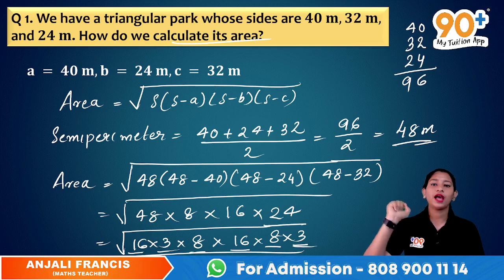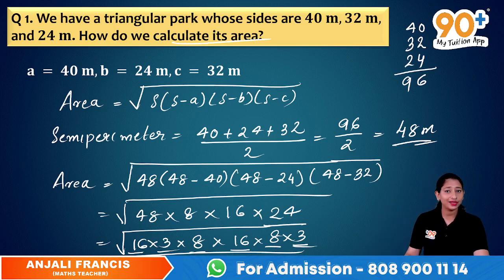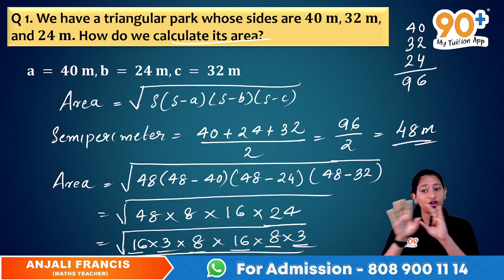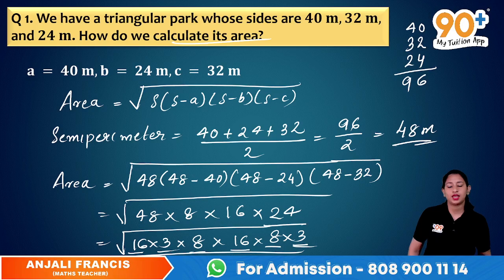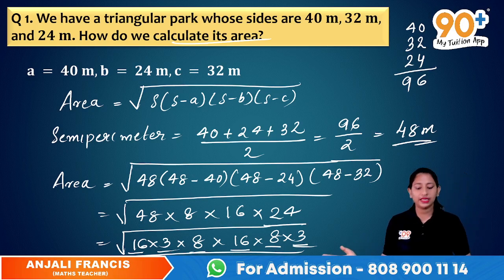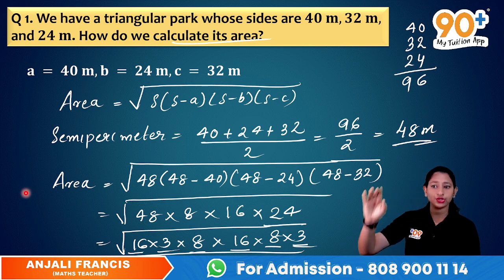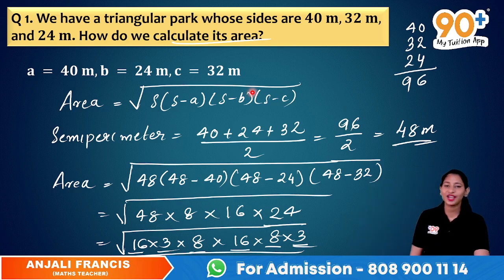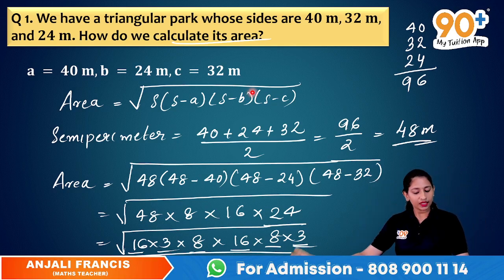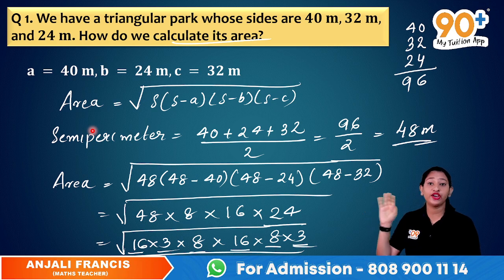How do we calculate its area? We need to calculate its area if the height is not given. Only if the height is not given do we use this equation. So our equation is area is equal to root of s into s minus a into s minus b into s minus c. Yes, then we need to find the value of s here.